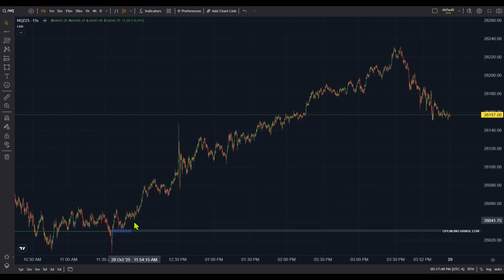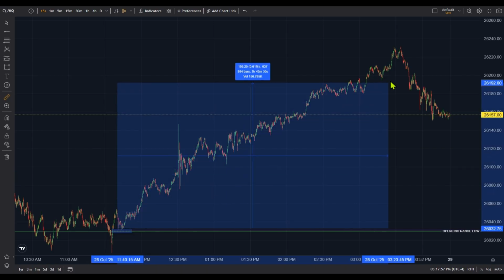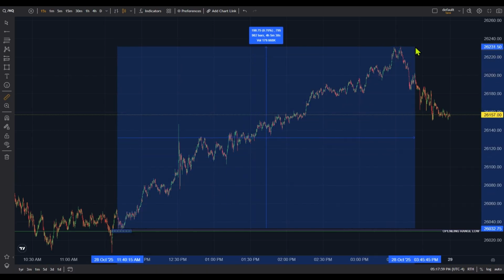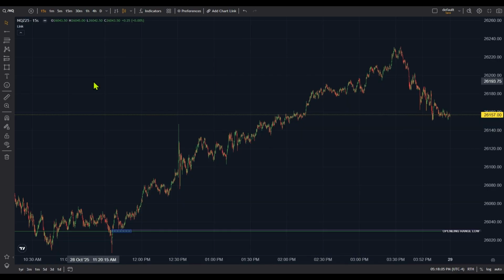So how many points would that be if you got in there? I mean, I don't even know what to aim for at this point. I mean, we're just going to the moon. So we get in here at the top of that fair value gap. There was roughly 200 points on the table there. On one micro, that's $400. One micro.